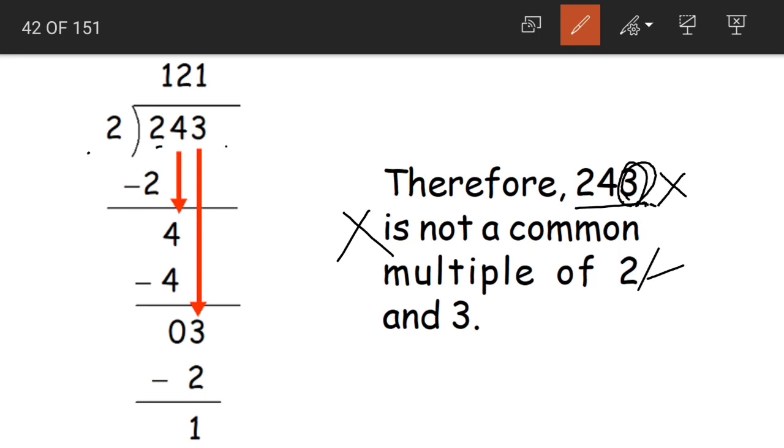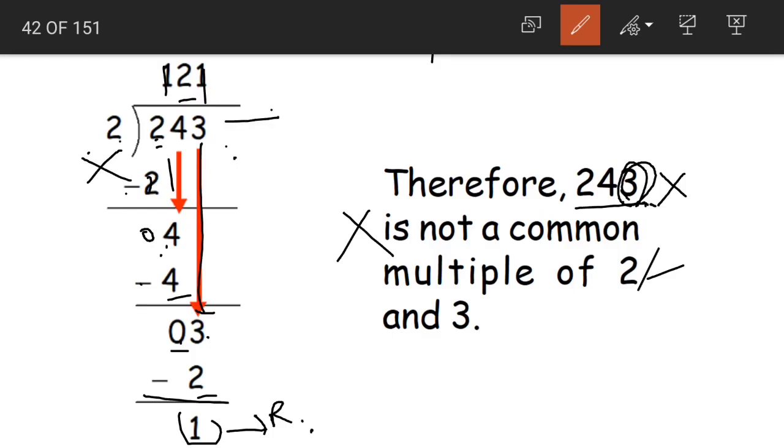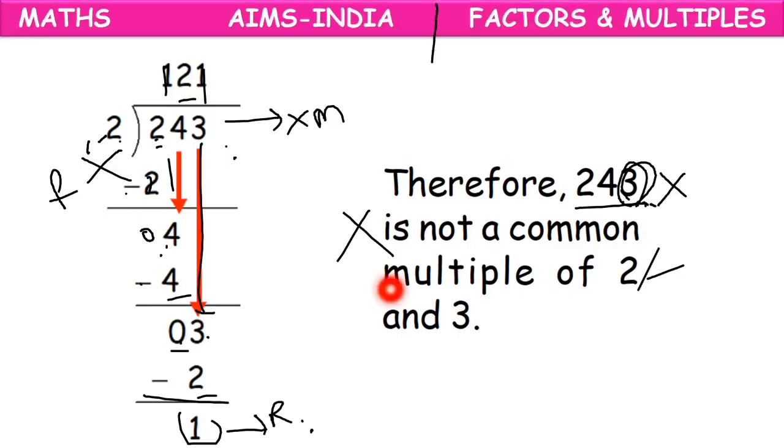See, 243 divided by 2. 2 ones are 2. When we subtract 0, 4 brought down. 2 twos are 4. When we subtract 0 is remaining. 3 brought down. 2 ones are 2. When we subtract 1 is our remainder. So 1 is a remainder means what? 243 is not divisible by 2. So 243 is not the multiple and 2 is not our factor. Okay, so as it is not divisible by 2, it is not a common multiple of both 2 and 3.